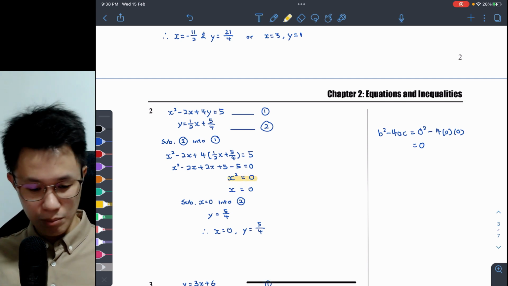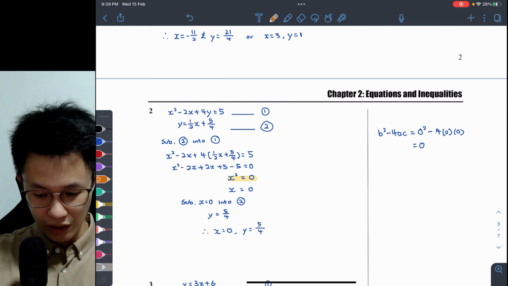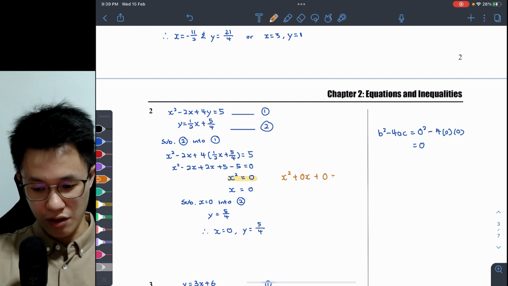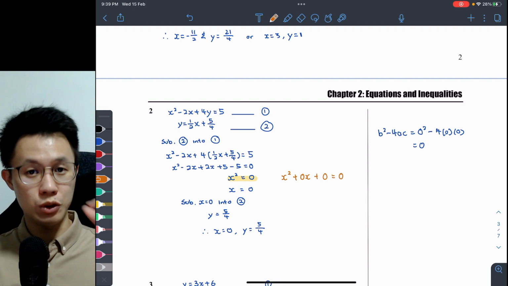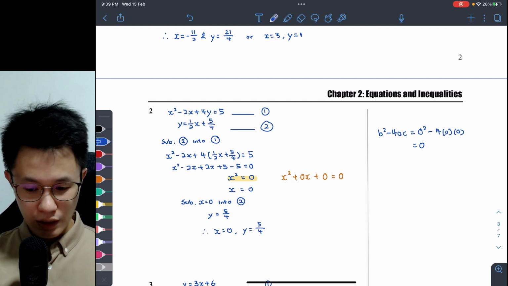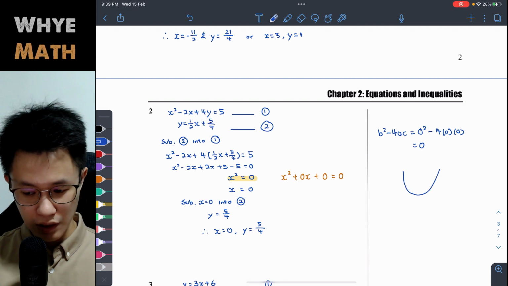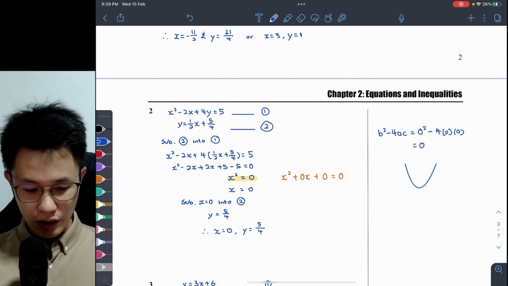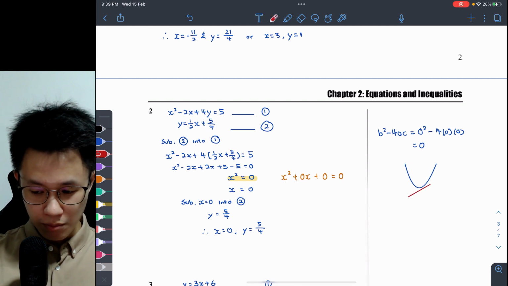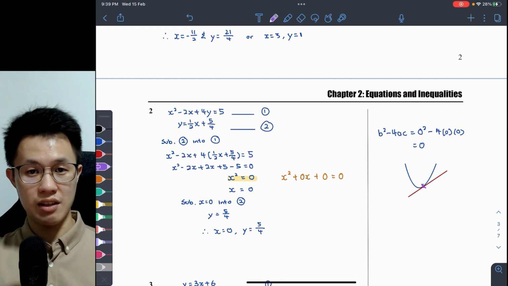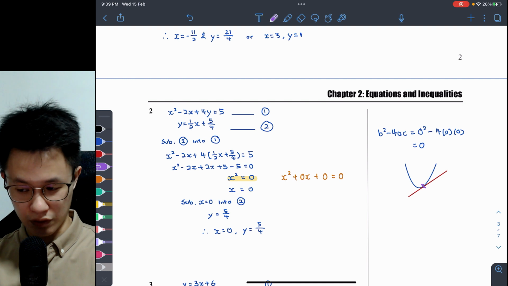But where is the b, where is the a, where is the c? This is in fact just x squared plus 0x plus 0 equals 0. This is the resultant equation, and it will give us only one solution. One solution would mean that if I have a curve, the line will meet the curve at only one point. That's why it has only one solution, x equals 0 and y equals 5 over 4.